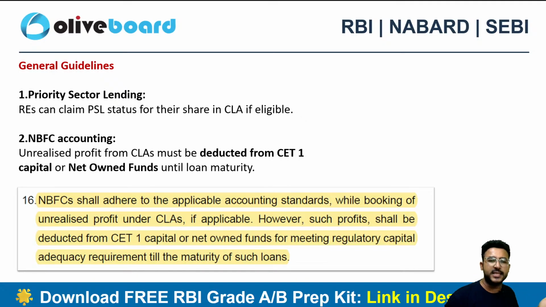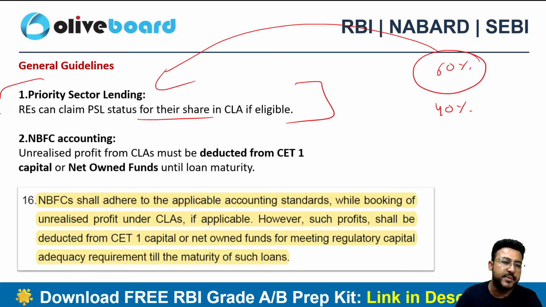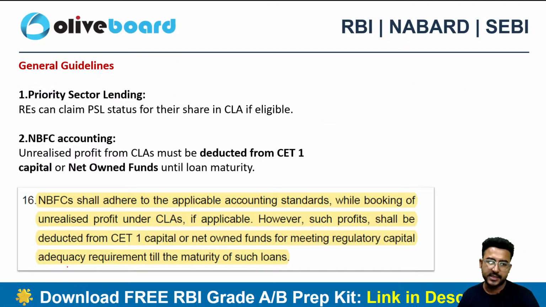Now, if the loan is eligible for priority sector lending, no problem at all. You can take the benefit of that. You can claim the PSL accordingly, right? In accordance with your share. As per the CLA, let's suppose the share of NBFC is 60%, the share of HDFC is 40%, so up to 60% of the loan can be claimed as a PSL here, right? Can be accounted for in the PSL status here, no problem at all.